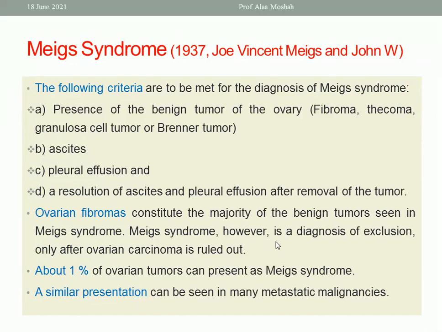Okay? Ovarian fibroma constitutes the majority of benign tumors seen in Meigs syndrome. So most of the Meigs syndrome cases are ovarian fibroma, not the other categories.